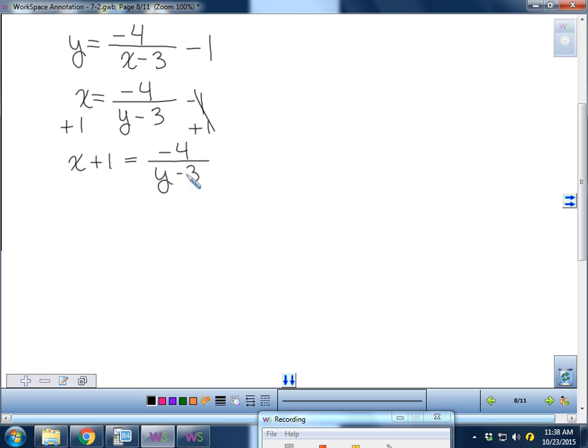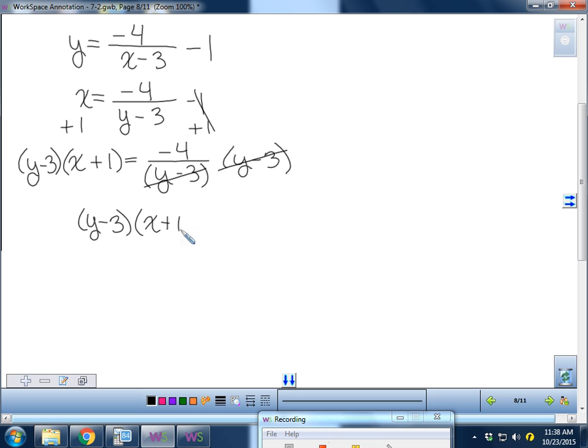All right. And now this is kind of like the one we did a while ago where y was in the denominator of this fraction. And you have to get it out. So remember, we're going to group this as one thing so that we can multiply by it on the side. So I'm going to multiply by y minus 3. Now remember, that's times all of this right here. So you also need to group that. Okay? These two will cancel. So now I have y minus 3 times the x plus 1 equals negative 4.